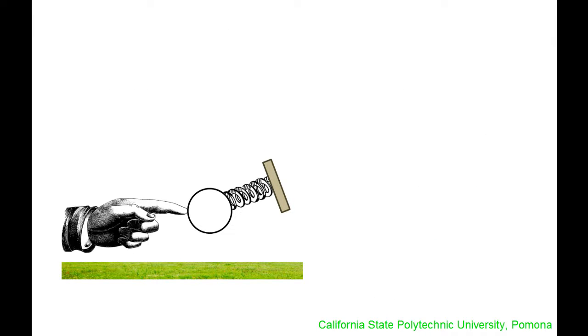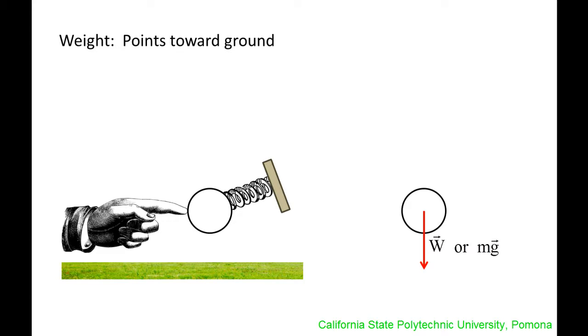In this first scenario, a ball that is attached to a spring is being pushed by someone's hand. Let's draw the free body diagram for the ball. First, we isolate the ball from its surroundings. Next, we draw the forces acting on the ball. Weight, which is the force due to gravity, is denoted by W or mg, where m is the mass of the object and g is the gravitational acceleration. The weight points downward toward the ground and acts at the center of mass.